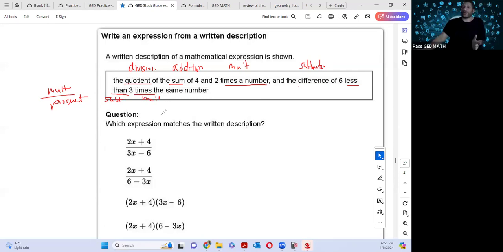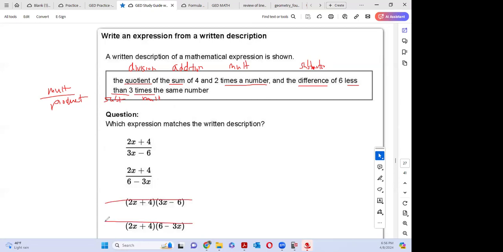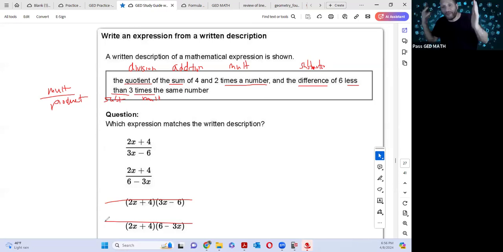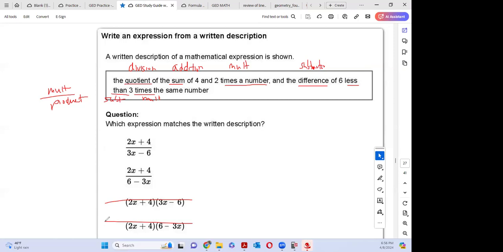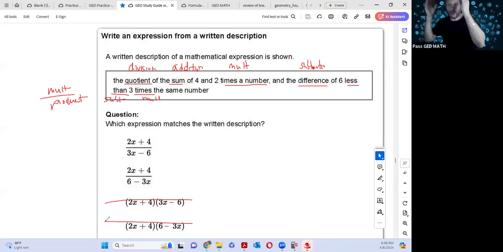So first of all, we got division, the quotient of the sum. Right away, division, I know it can't be C, I know it can't be D, because there's no division in C or D. Right away, I got a 50-50 chance to get this problem if I don't even know how to do it. Just understanding the vocabulary is important. Quotient is division. There is no division in C or D. Does everybody understand that?